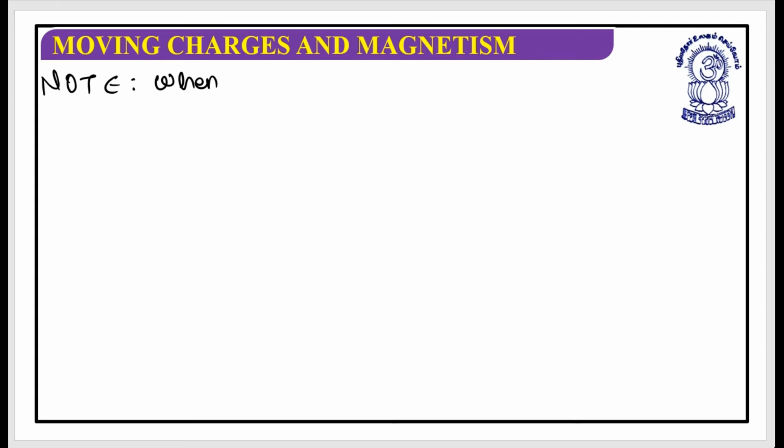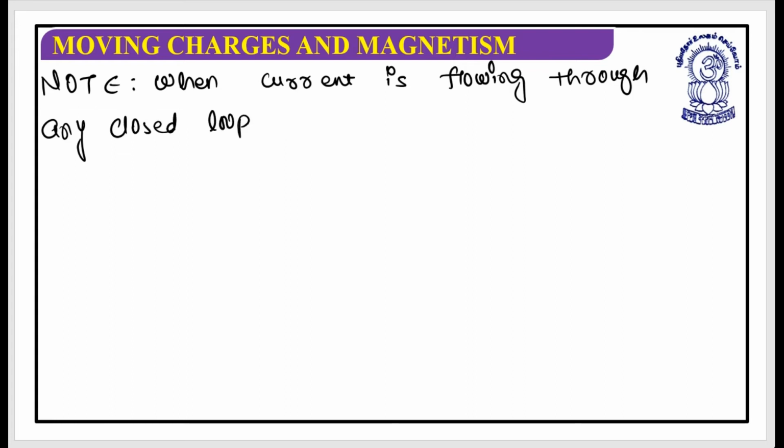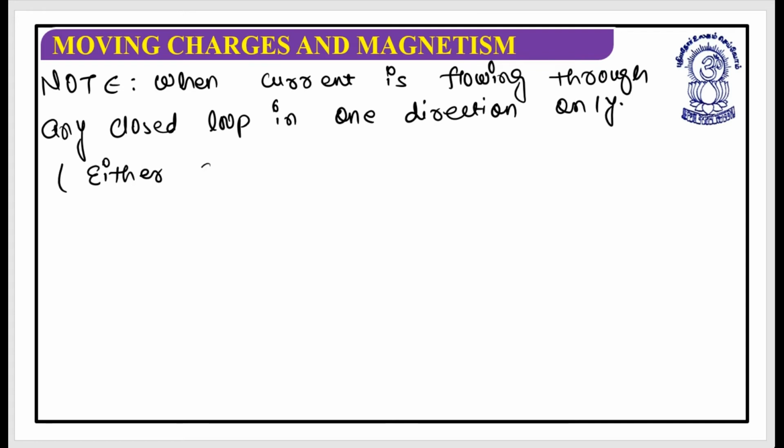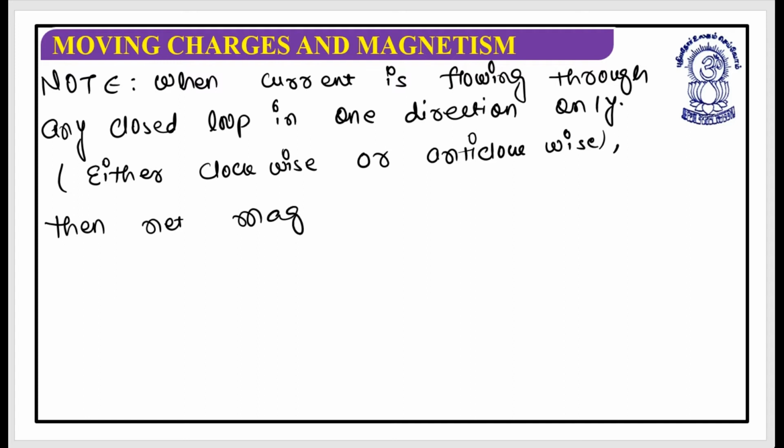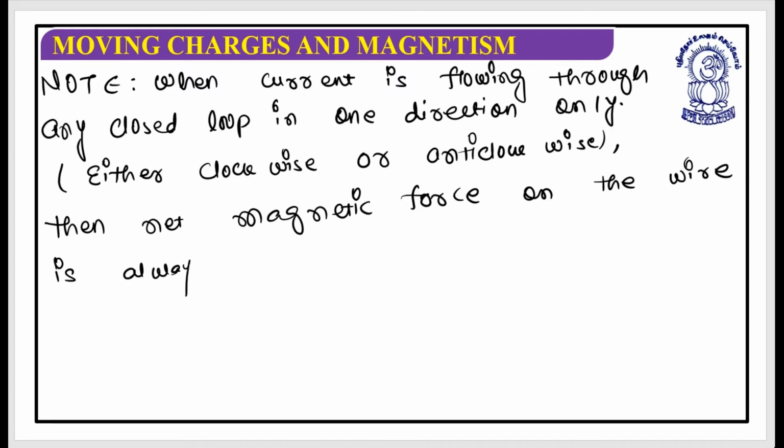When current is flowing through any closed loop in one direction only, when I say one direction, I mean either clockwise or anti-clockwise, then the net magnetic force on the wire is always 0.